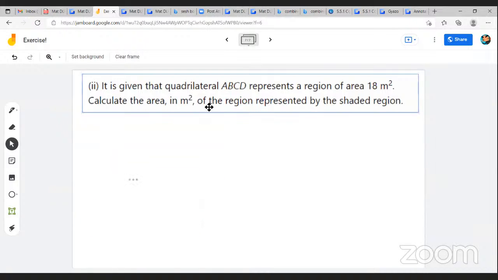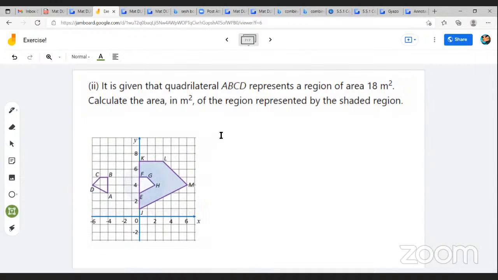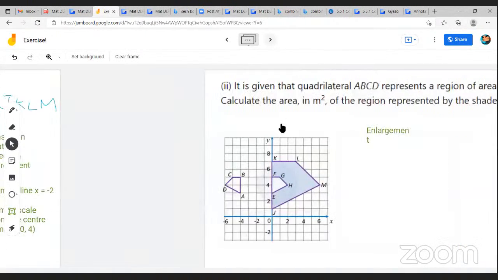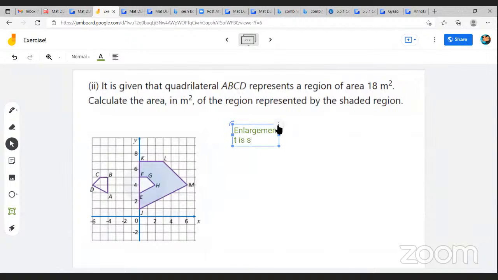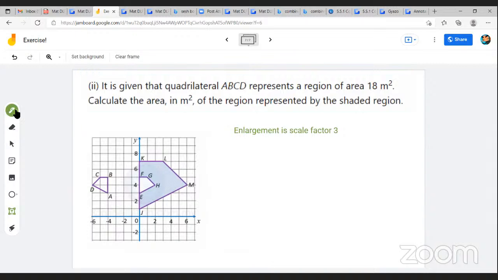Okay, so it's given that quadrilateral ABCD represents a region of area 18 meters squared. We know that the enlargement is scale factor 3, taken from the previous slide. So we know that this one is 18 meters squared. Calculate the area of the region represented by the shaded region. So we want to know this one, but without this one.